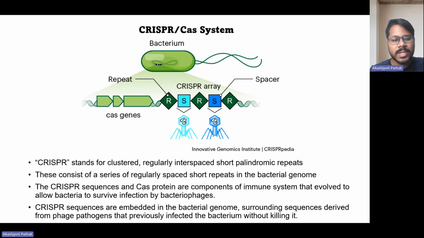The CRISPR sequences and the Cas protein are components of the immune system that have allowed bacteria to survive infection by bacteriophages. So there are Cas genes which will code for the Cas protein, and there is this CRISPR array.